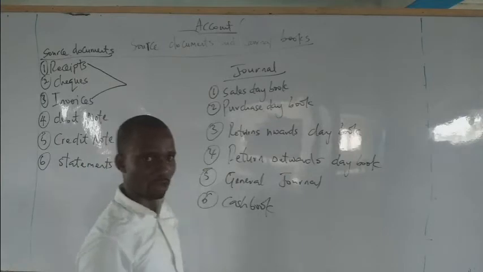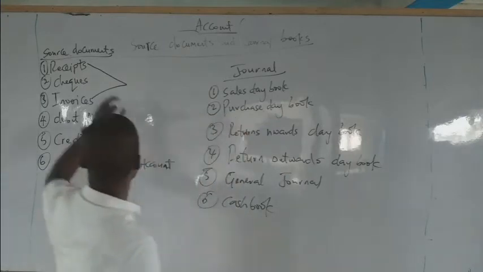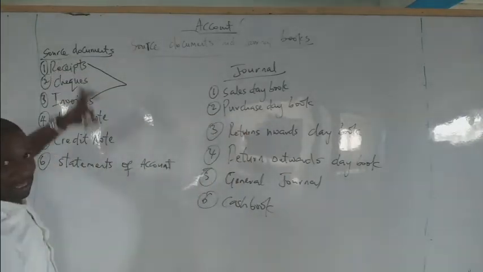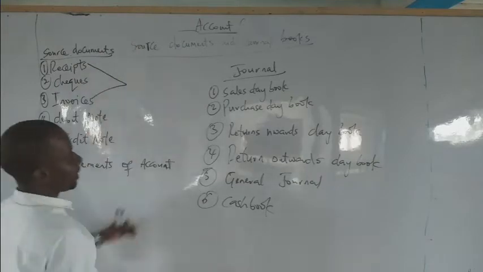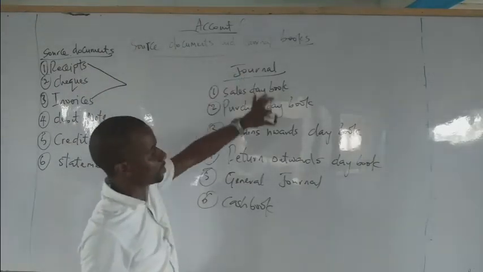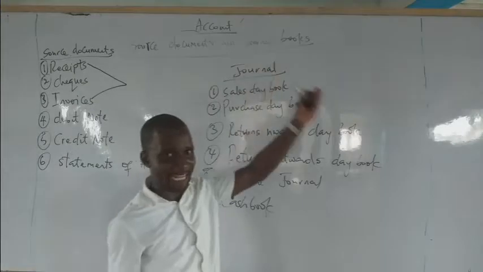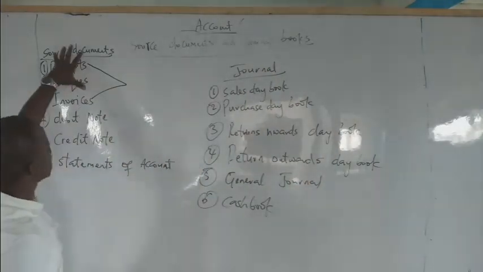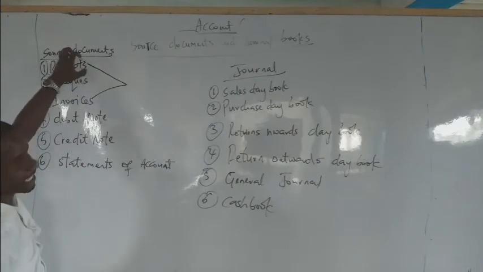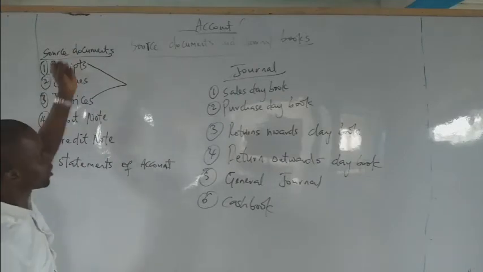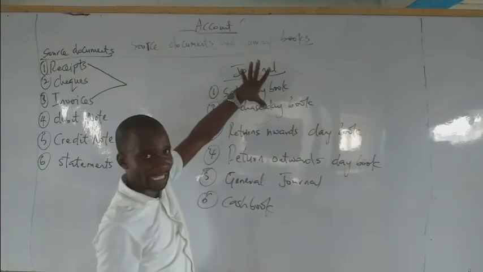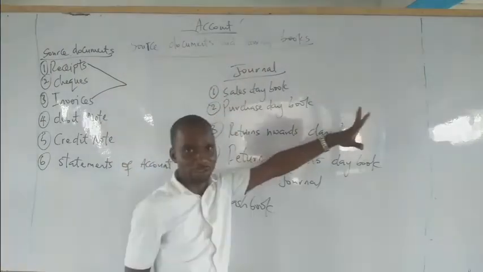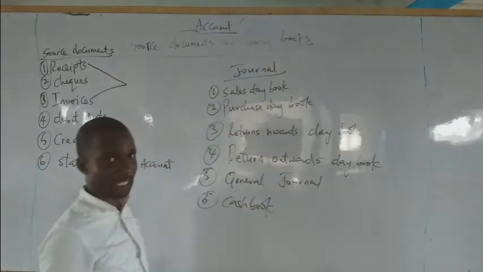Now, why are all these called source documents, you may ask? It is called a source document because it is from this information that entries will be generated, recorded, or entered into the journal and ledgers, which we're going to look at later. So please take note: they are called source documents because it is out of them that information is extracted and entered into the journal and posted to the ledger.